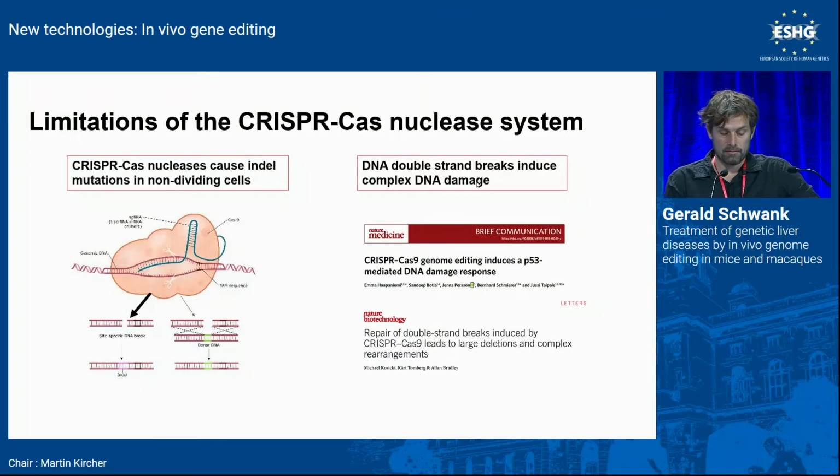In addition, there have been already several studies showing that CRISPR-Cas-induced DNA double-strand breaks not only lead to small indel mutations, but also quite frequently lead to complex DNA damage, chromosomal rearrangements or large deletions, which activate P53. So you kind of select for cells that are already mutant for P53, and they are also potentially oncogenic. So there's also a kind of a safety issue using CRISPR-Cas nucleases.